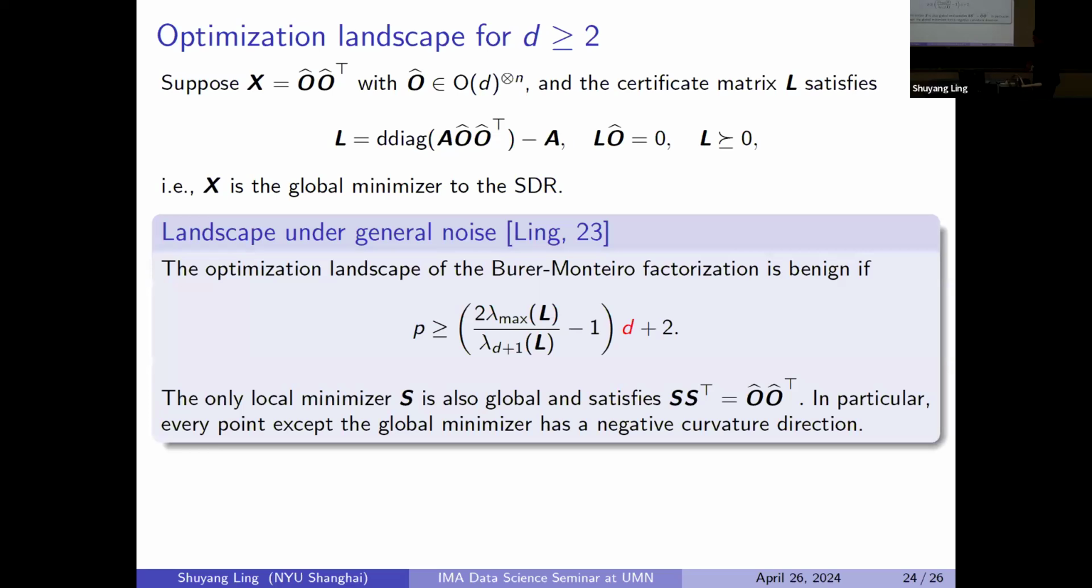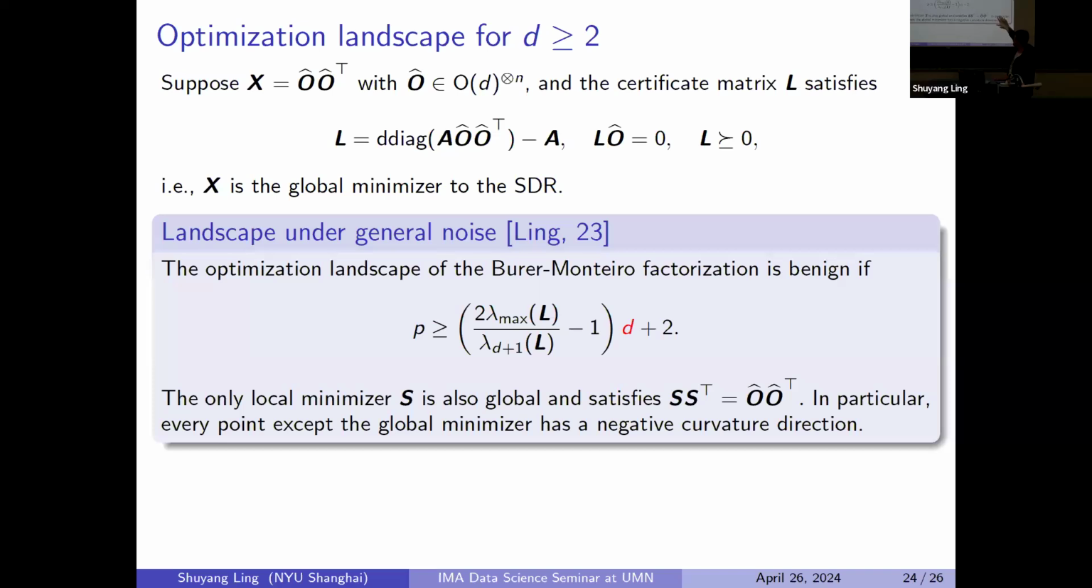Then we have a similar result for D greater than or equal to 2. If P is greater than 2 times the condition number minus 1 times D, where D is the dimension of the orthogonal matrix, plus 2. So in particular, if D equals 1, it will return to our original result. Then the landscape is benign. It's also a deterministic condition.